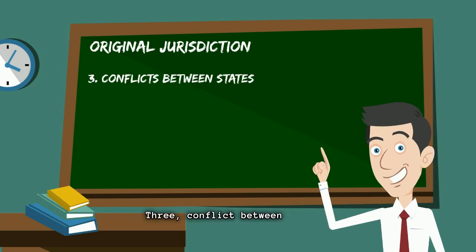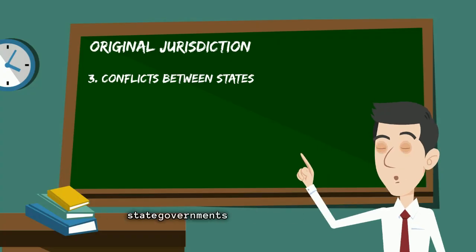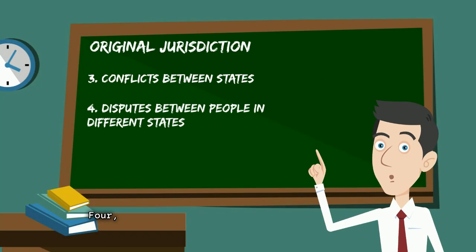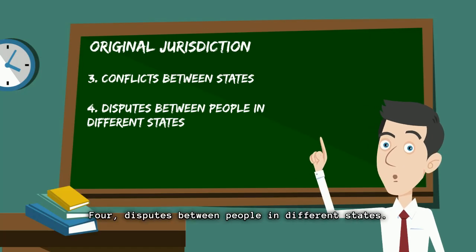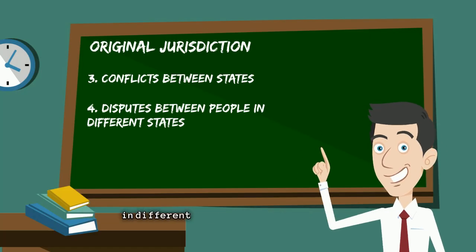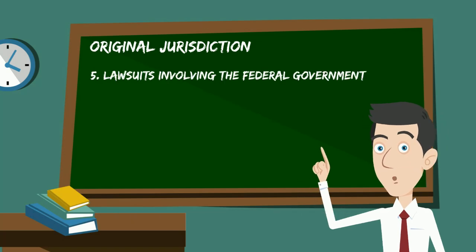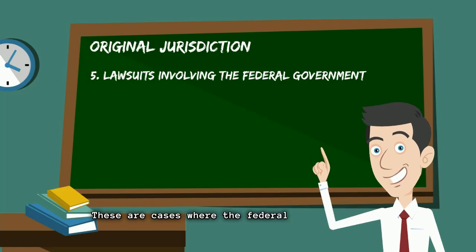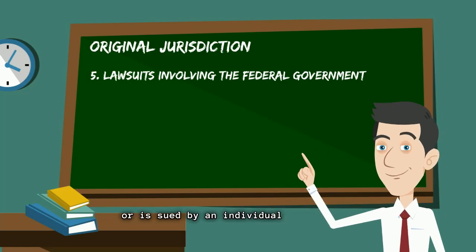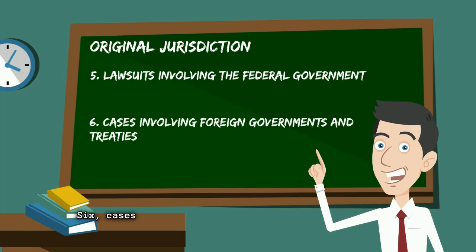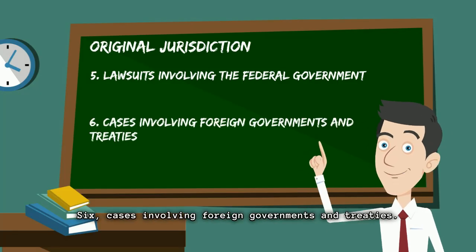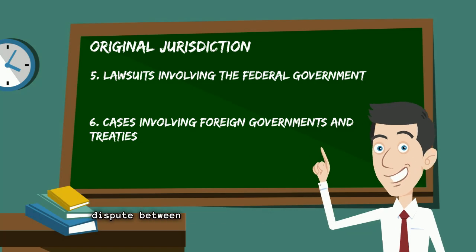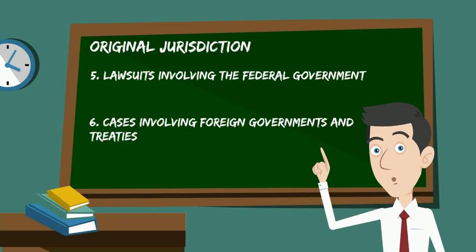3. Conflict between states. These are cases where state governments have disagreements. 4. Disputes between people in different states. These are cases where citizens in different states have disagreements. 5. Lawsuits involving the federal government. These are cases where the federal government sues or is sued by an individual or company. 6. Cases involving foreign governments and treaties. These are cases where there is a dispute between the federal government or private citizens and a foreign government.